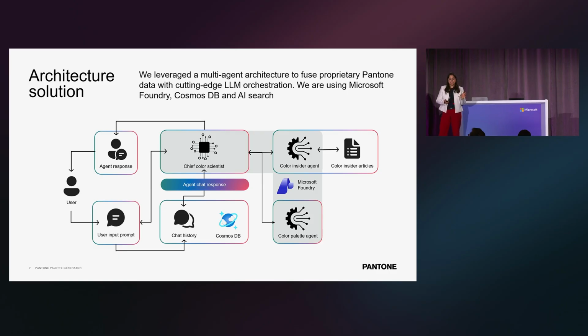And that agent passes on the prompt to our color insider agent. And color insider agent is the one which has all the color research data, which we have articles on, books from Pantone, they reside in here. So we use semantic search to pick on what are the relevant articles out of the user search. And then those articles are sent back to the chief color scientist. At this time, the chief color scientist picks those articles and the keywords and sends it to palette generator.